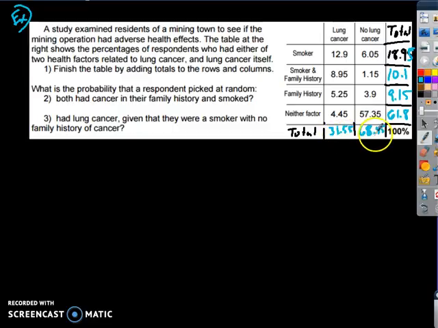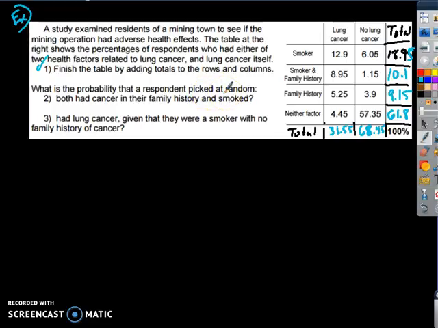If you add all this up, it should be 100%. All right, so if you add up all these, it should also be 100%. All right, so that's the first thing. We fill out the table, so that's done. Check. Next thing says, what is the probability given that the respondent picked at random?